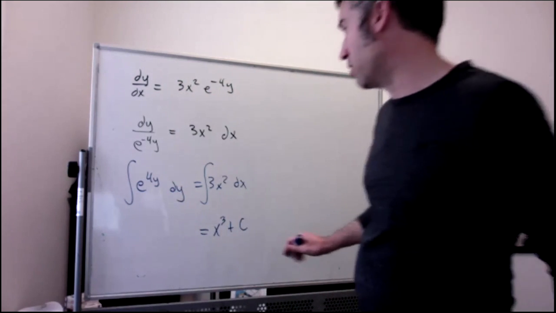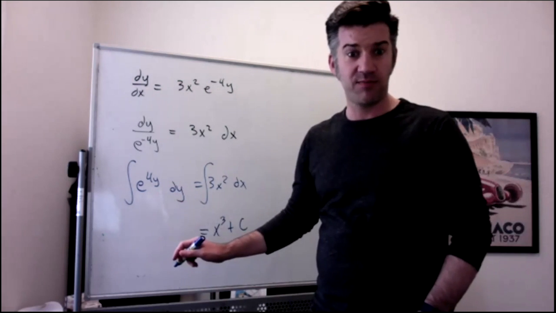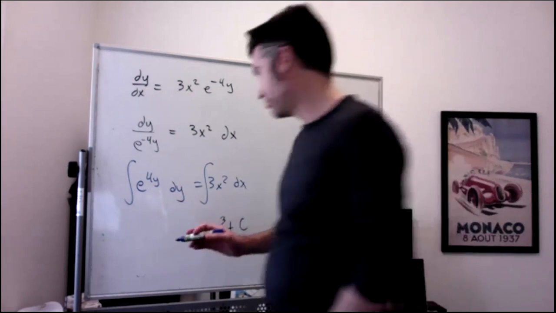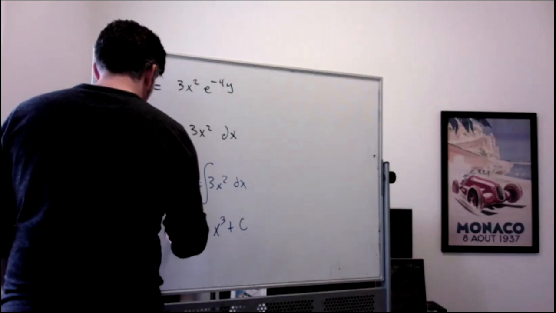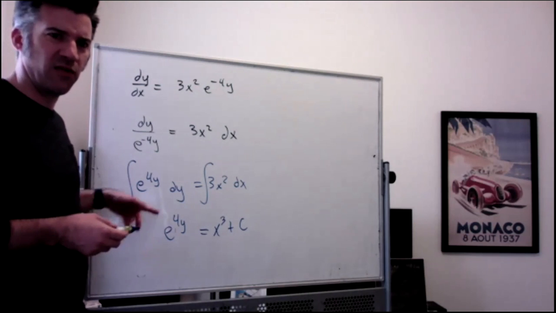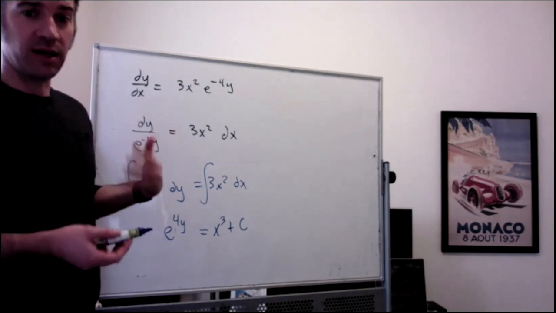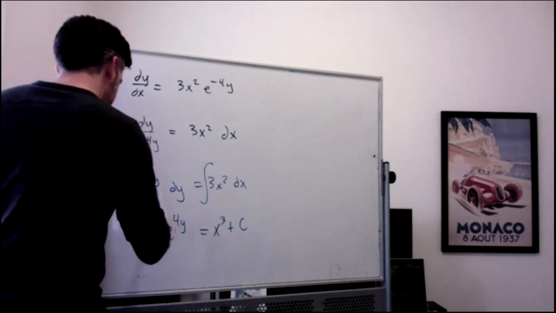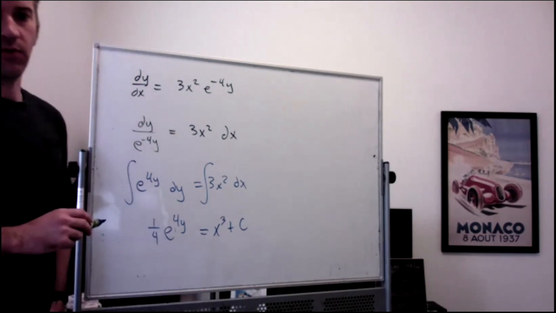Okay, so what's the integral of e to the 4y? That's a good question. It's almost e to the 4y, except the derivative of e to the 4y is e to the 4y times 4. The integral of e to the 4y is e to the 4y divided by 4, or times 1/4.